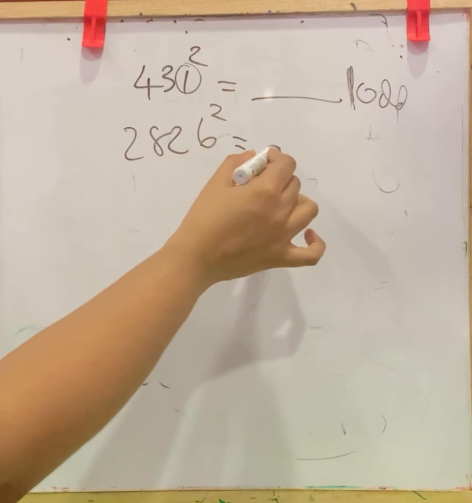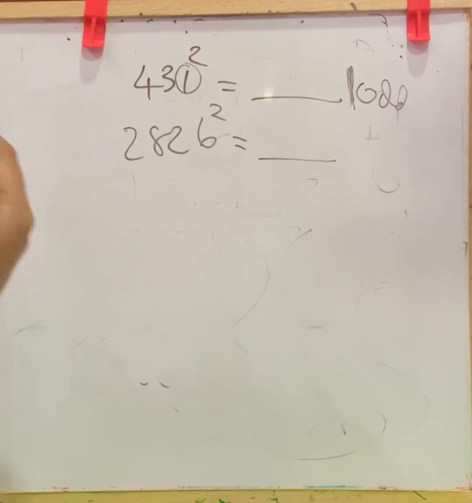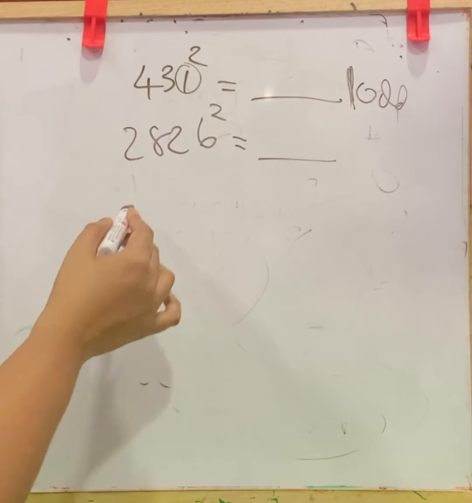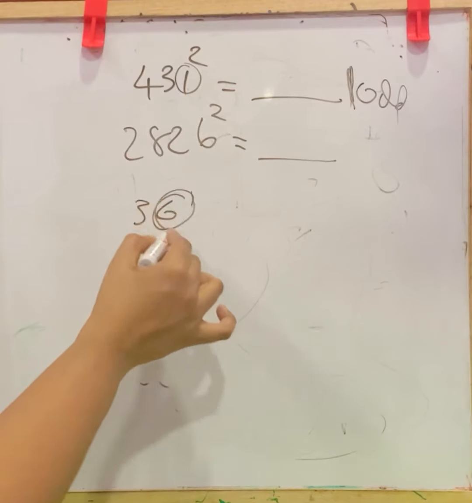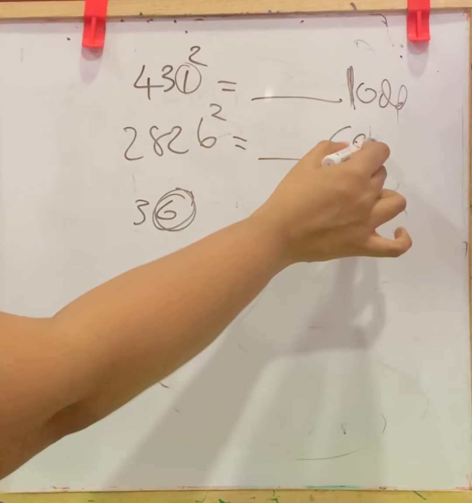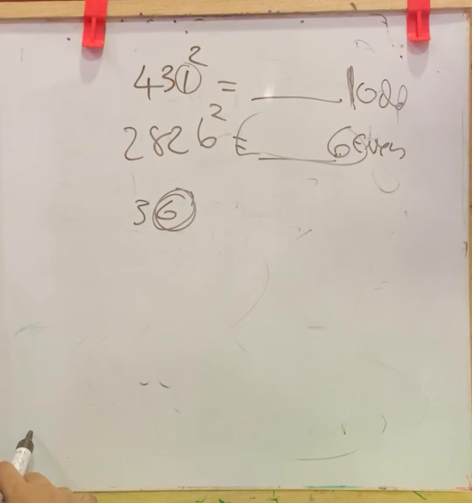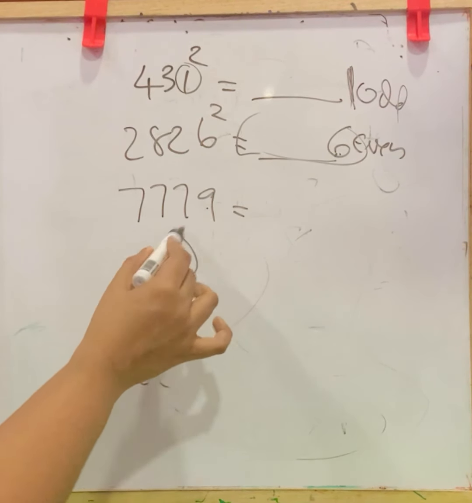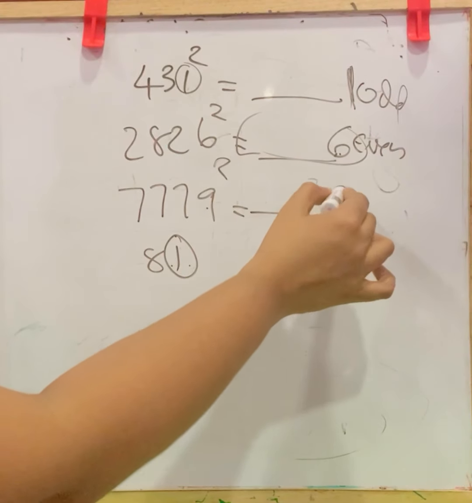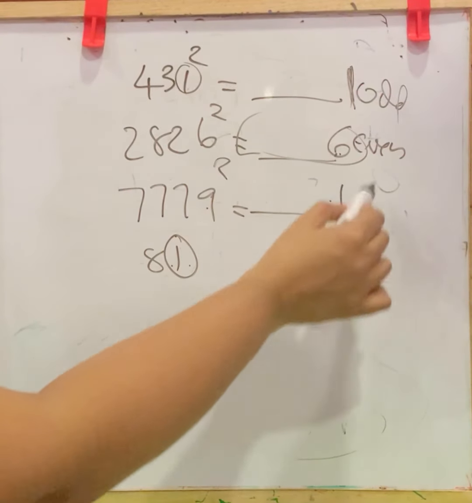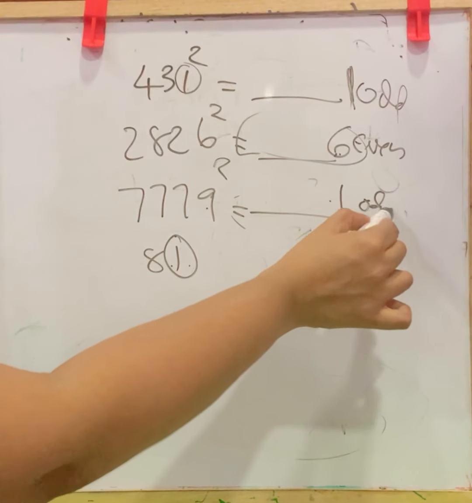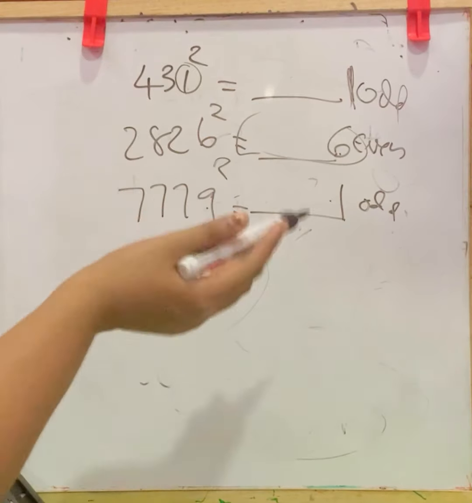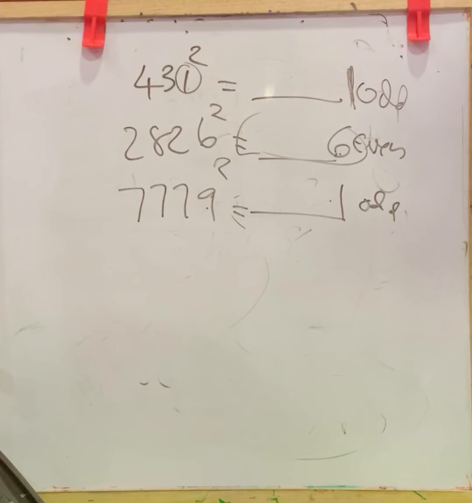2826 square. Would the square number be an odd number or an even number? Here it is 6 in the units place. Then 6 6s are 36, so the square number's units place will be 6. 6 is even, so the whole number will be even. Next, 7779. 9 9s are 81. 1 is in the units place. So in the square number also 1 will be in the units place. 1 is odd, so the whole number will be odd. For odd and even, we only consider the units place. Then we can say whether it is odd or even.